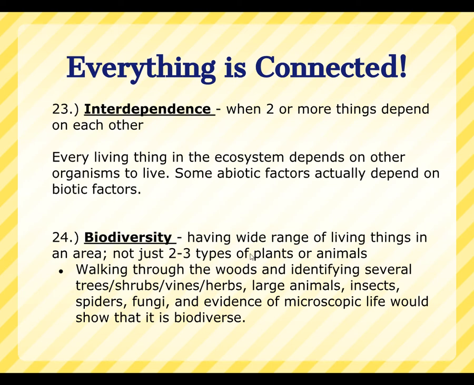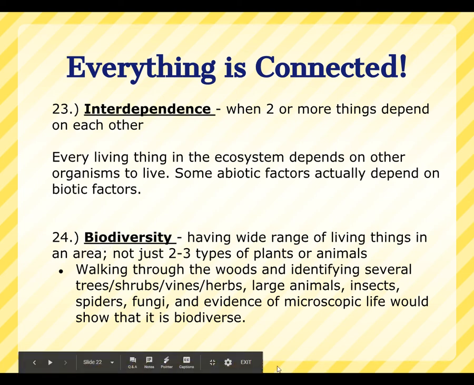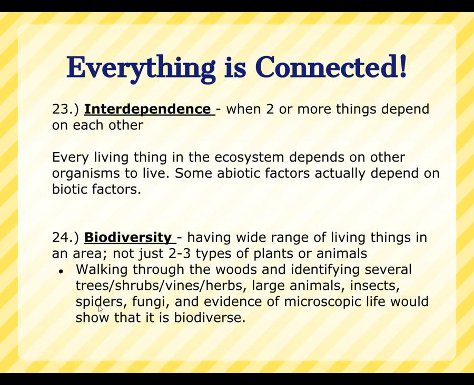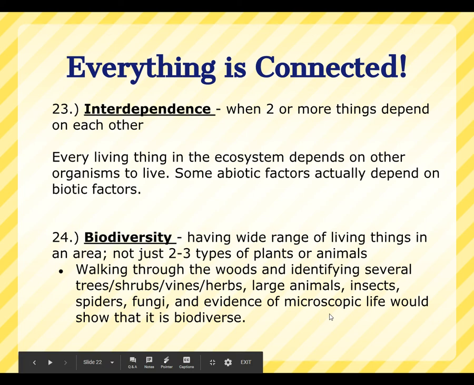So it's not just two or three types of plants or two or three types of animals. If you go to like the rainforest, I think most of us would assume that there's a bunch of different animals and plants all around. Some of them we've never seen or heard of before because the rainforest is known for being very biodiverse. They have a lot of biodiversity. And when we start talking about biomes, we'll talk about how there's a lot of biodiversity in some areas and less in other areas. So walking through the woods and identifying several trees or shrubs or vines or herbs, large animals, insects, spiders, fungi, and evidence of microscopic life, which show that it is very biodiverse. That's a very biodiverse area.